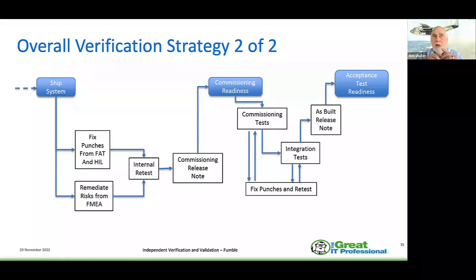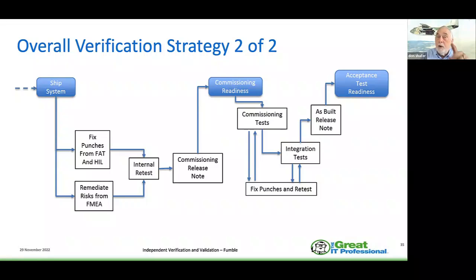Well, once I've shipped the system, it is going to be installed on the vessel somewhere within the operational area. And I've got to make sure I fix everything on the punch list. So I've got punch lists from the factory acceptance test and the hardware in the loop test. I'm going to remediate any of the risks that I've identified in the failure mode analysis. And then I'm going to do an internal retest. And this is all part of the independent verification and validation. I make sure that the punches have been fixed, or I make sure I remediated, or they've remediated the risk. Then I oversee the internal retest.